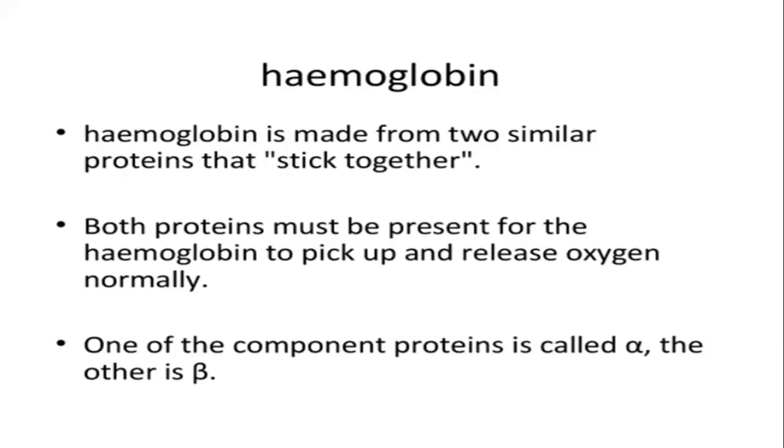All right, I've already mentioned the various proteins that are necessary when we're looking at hemoglobin, and this is basically the alpha and the beta globin chains.